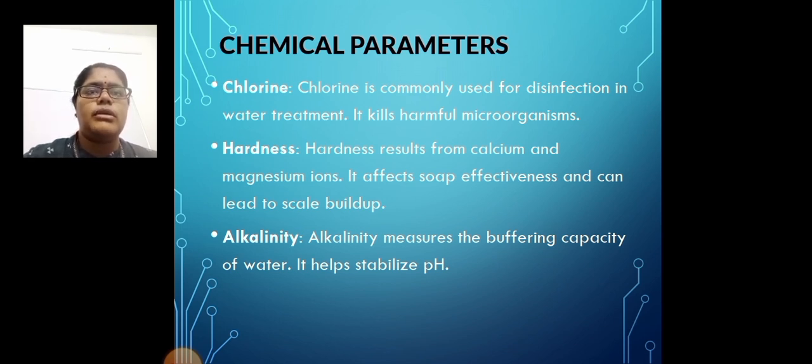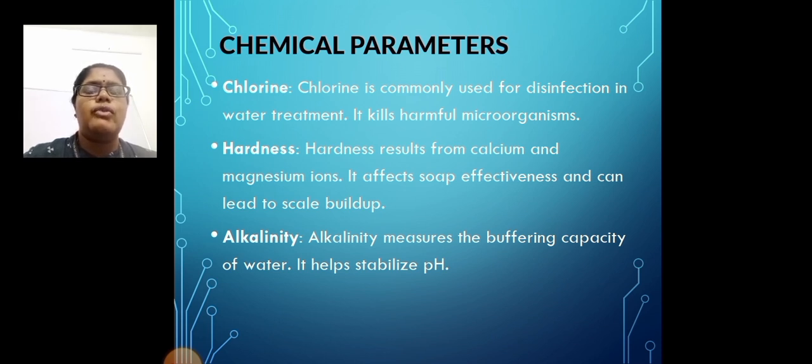First is chlorine. So chlorine is commonly used for disinfection in water treatment. It kills harmful microorganisms. Next is the hardness. So hardness results from calcium and magnesium ions. It affects the soap effectiveness.